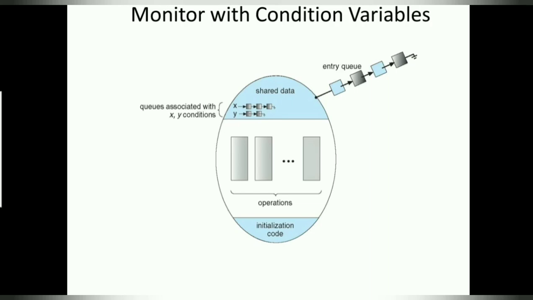As I told you earlier, we will be revisiting your dining philosopher problem with the monitor's solution. This is an illustration of using the condition variables associated with x and y. You can see the queues associated with x and y.